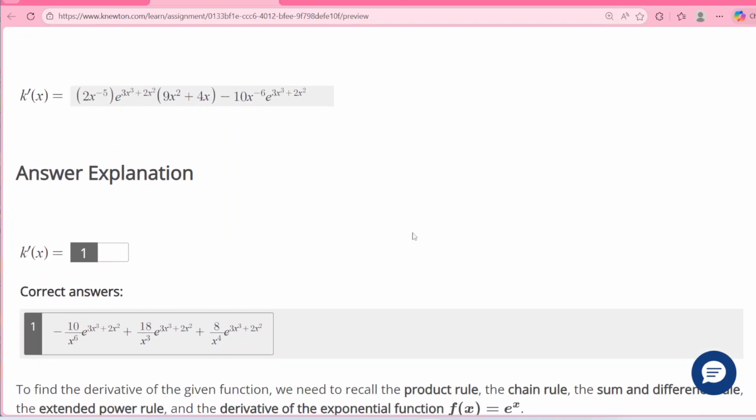Wonderful. So again, I think they actually rewrote the negative powers as the reciprocal of the positive ones. They actually multiplied things out too, right? So again, as long as what I have is equivalent to what they have, they should take it.